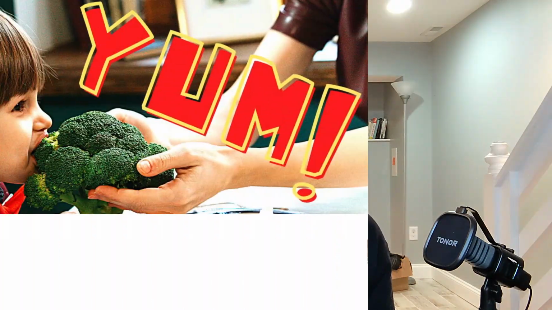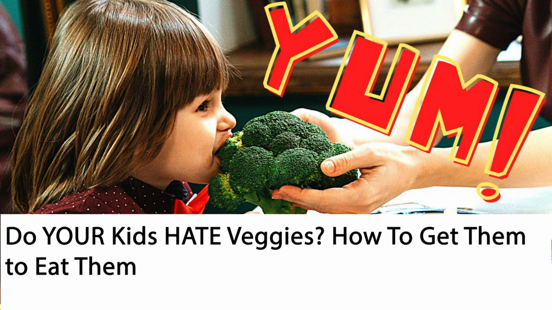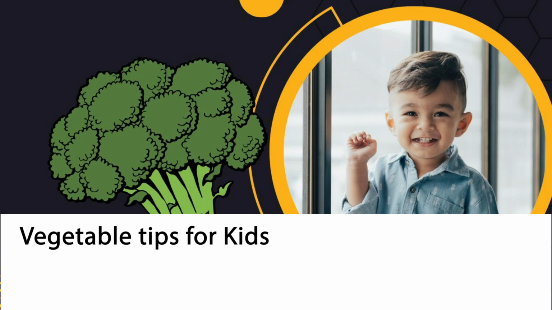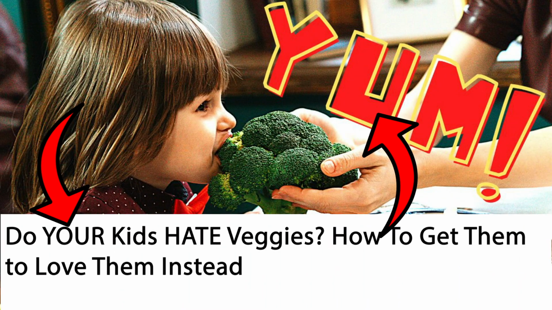Take our vegetable thumbnail again. A title like, "Do your kids hate veggies? Here's how to get them to eat them," is going to be much more effective than "Vegetable tips for kids." The first, once again, speaks directly to the viewer's problem and a promise to help solve it, while the second one is kind of dull. The title is also directly related to the thumbnail.